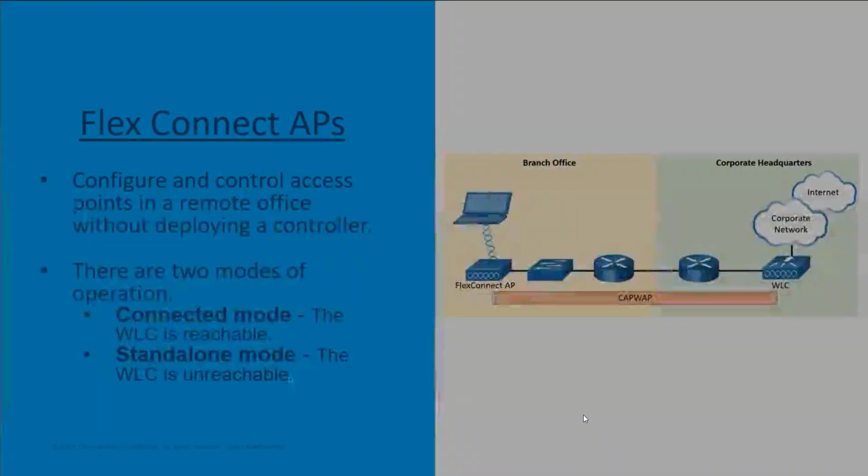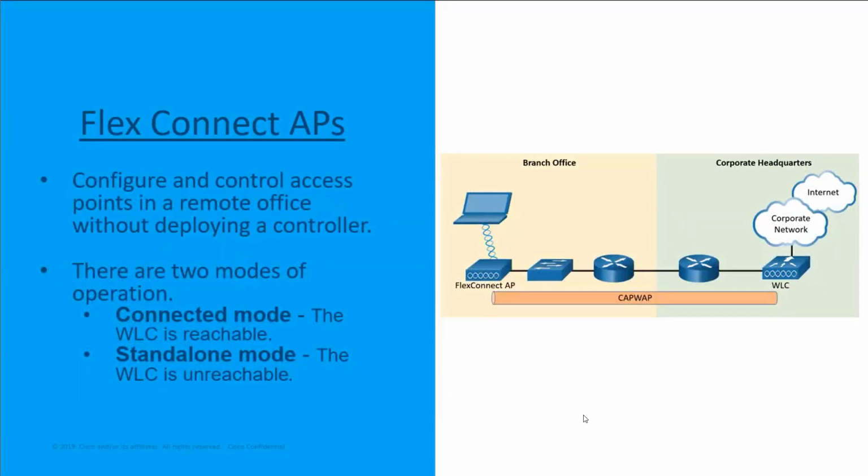FlexConnect is a powerful wireless solution for branch offices and remote office deployments. This is going to allow you to configure and control access points in a branch office, which could be a remote office, controlling it from the corporate office through a WAN link, a wide area network. And you could do this without deploying a wireless LAN controller in the office with the access points.